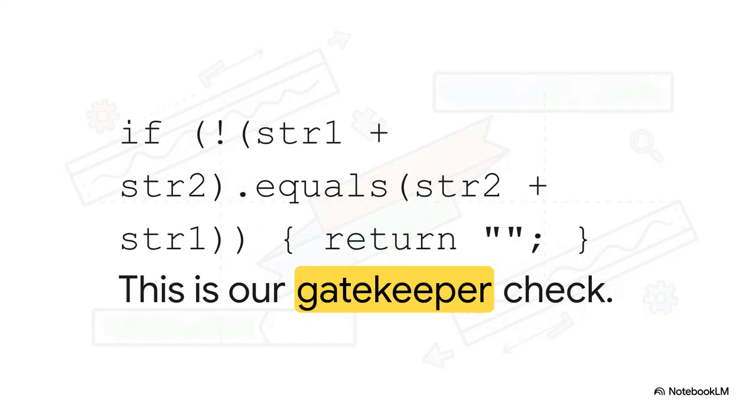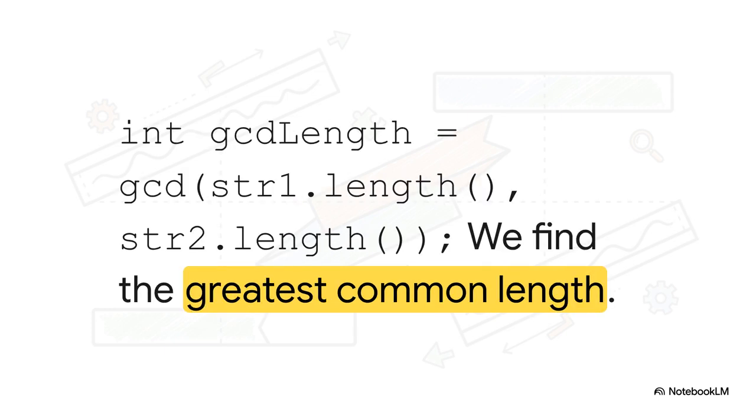So step 1 is that critical check. The very first thing the code does is that concatenation test. If string 1 plus string 2 is not the same as string 2 plus string 1, we're done. We stop right there and return an empty string. This one line gets rid of all the impossible cases immediately. Now, if the strings pass that test, we know a solution is out there. So we move to step 2.